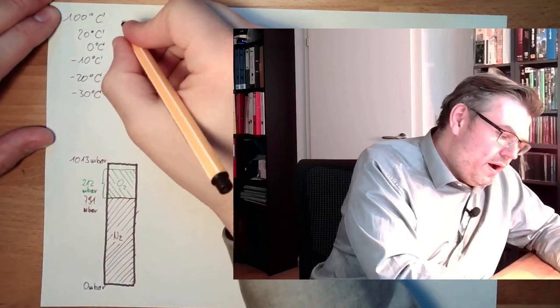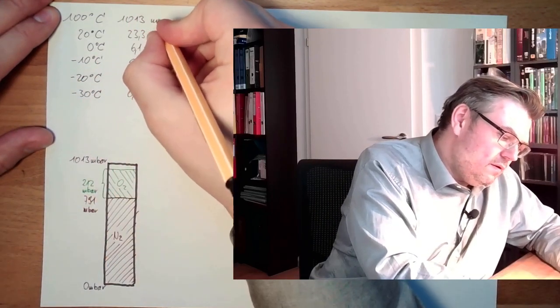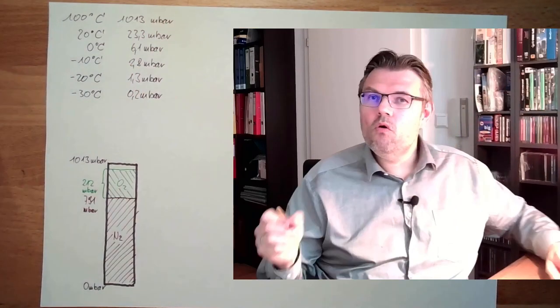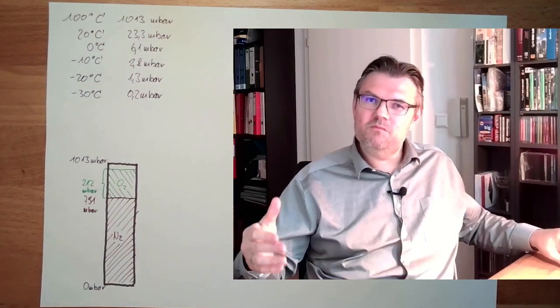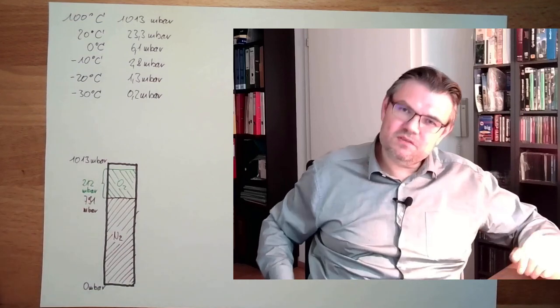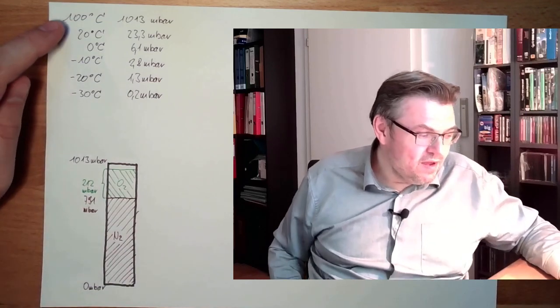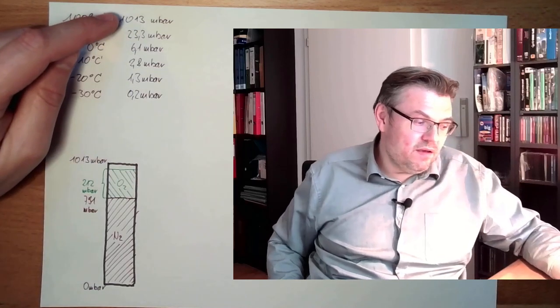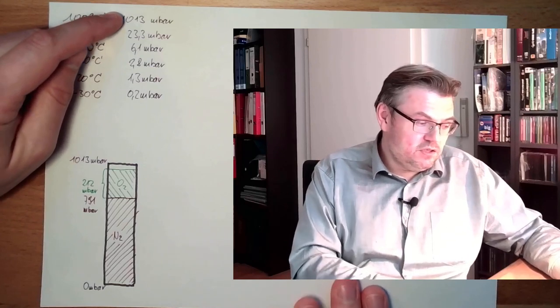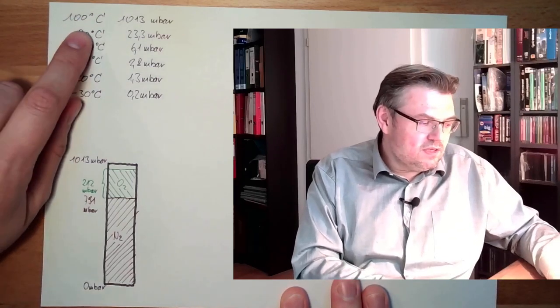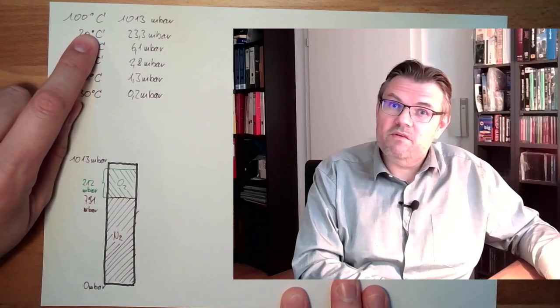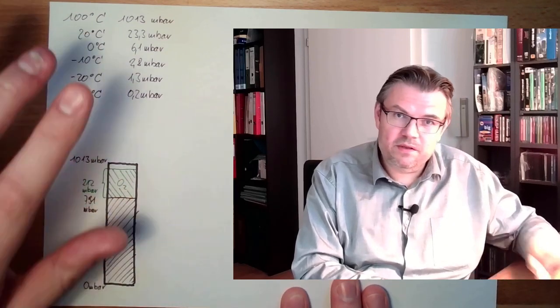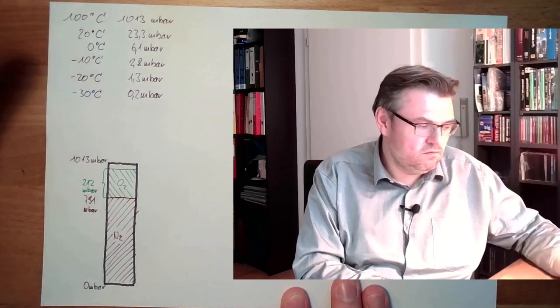And guess what? At 100 degrees Celsius, the boiling point of water, we are allowed 1013 millibar. So all the pressure might consist of steam. This is why water starts to boil at 100 degrees Celsius. If the air pressure is less than 1013 millibars, water starts to boil sooner. Mount Everest, for instance. Water will boil at 70 degrees or something like this. You cannot even cook your eggs.